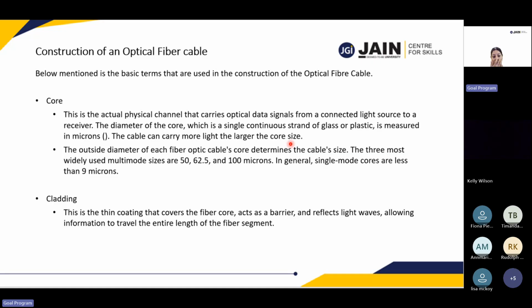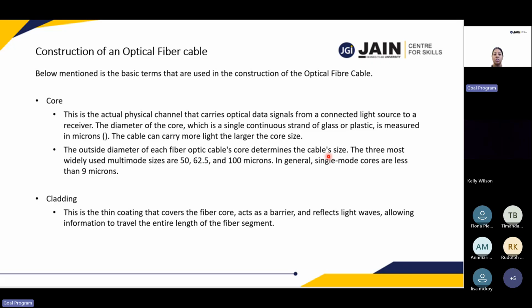The outside diameter of each fiber optic cable determines the cable size. So if you see the cable, the width or diameter of the cable, if it is more, then we can say the outer diameter of the wire is actually determining the size of the cable. If it is a thick wire, we can say the size of the cable is big and it is able to carry a large amount of light, a large amount of data.